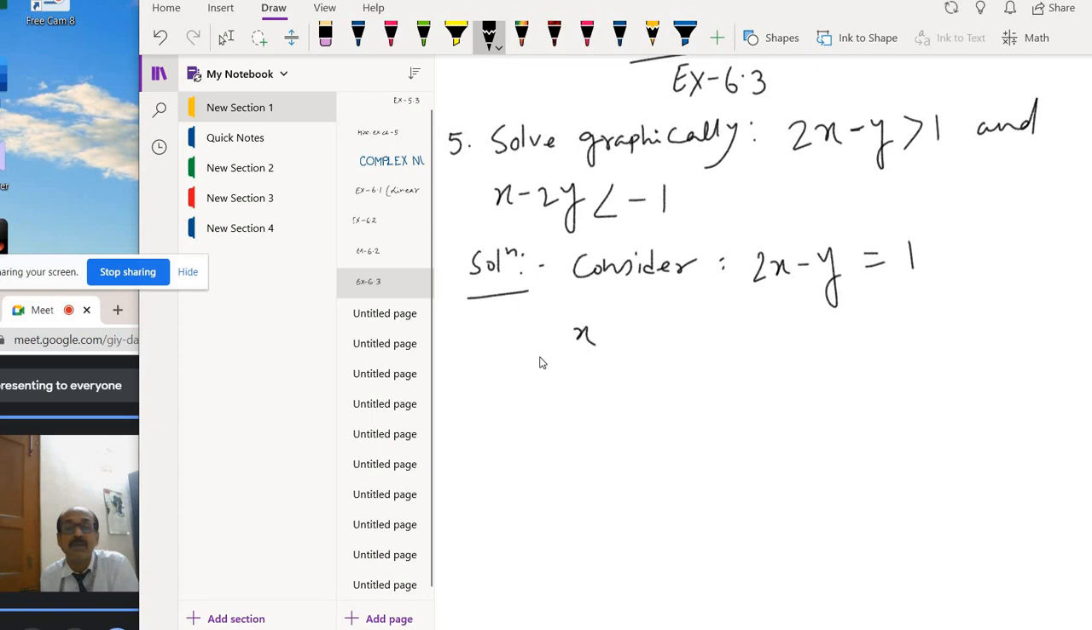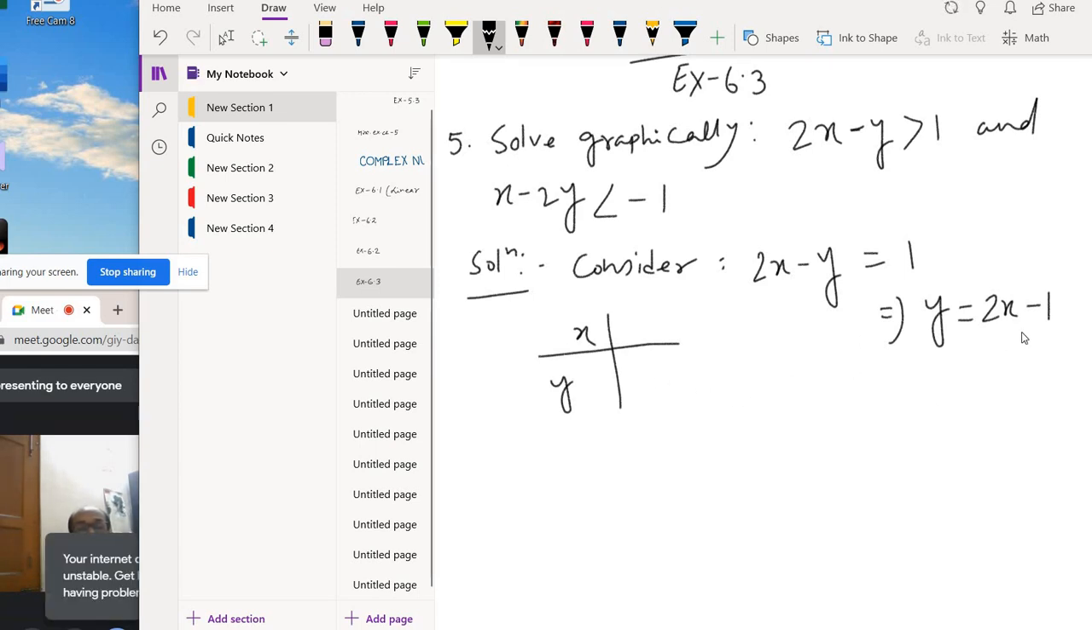X, y. So, take any point, and this equation you can write y equal to 2x minus 1. Then take the first point. You can take x equal to 0. So if x equal to 0, then y equal to minus 1.